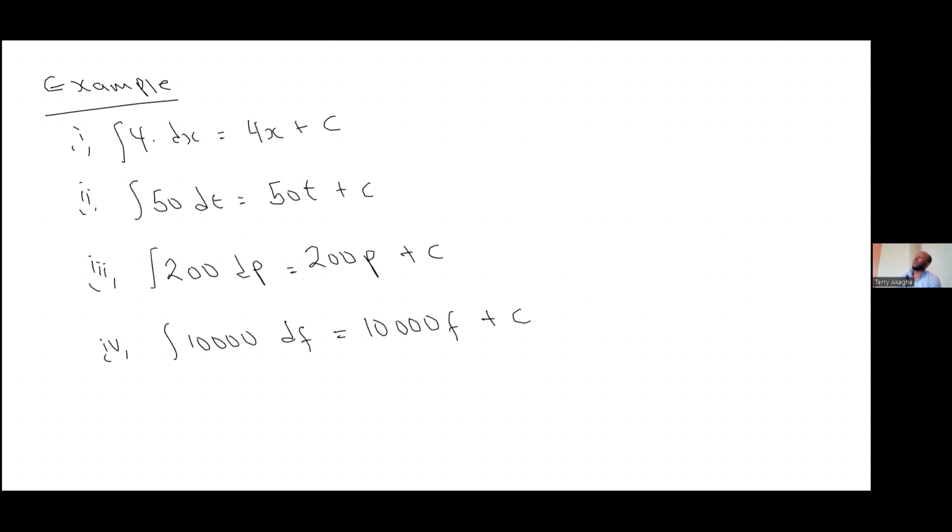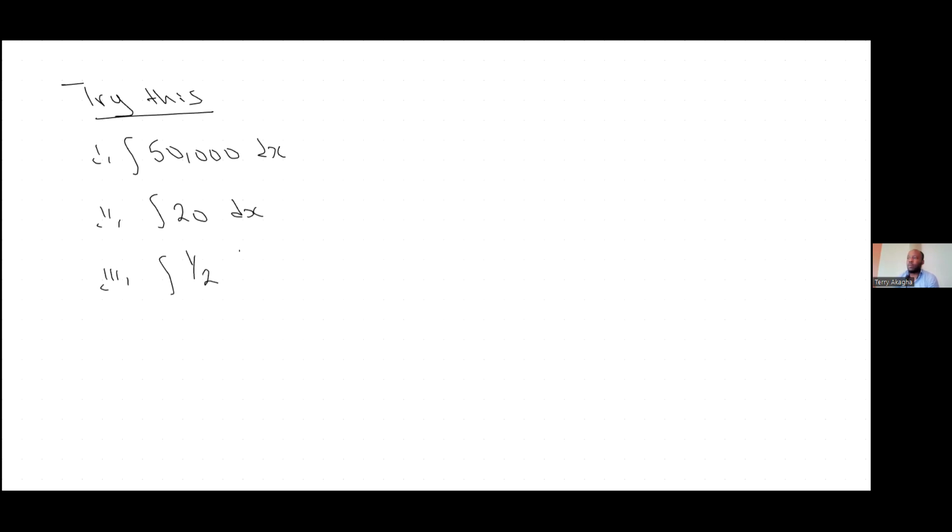C. All right. So what I want you to do is try and solve these, then you can write the answers in the comment section. Number one, integrate 50,000 with respect to dx. Number two, integrate 20 with respect to dx. Number three, integrate 1/2 with respect to dx. And number four, integrate 8 with respect to dx. So you can solve these and put the answers in the comment section. All right. And that is that for that.